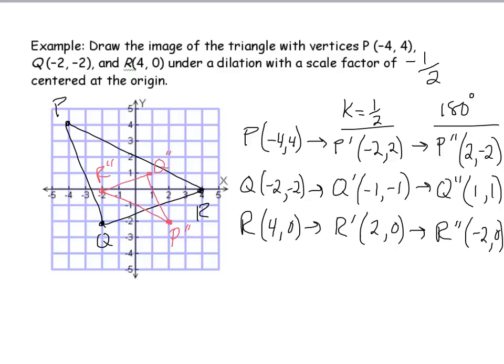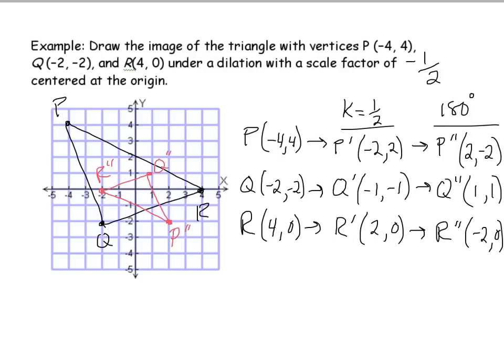All right, so this is what we have. We have our new image that we're working with. The points that I ended up getting for P double prime were (2, -2) after a 180 degree rotation. Remember, when you rotate 180 degrees, you negate the x and the y. That's why it's (2, -2). After we took our Q, which we multiplied by half, we got Q prime of (-1, -1), and then I rotated 180 degrees, so Q double prime was (1, 1). And lastly, R, by multiplying by a scale factor of half, we got R prime to be (2, 0), and then R double prime, by a rotation, was (-2, 0).